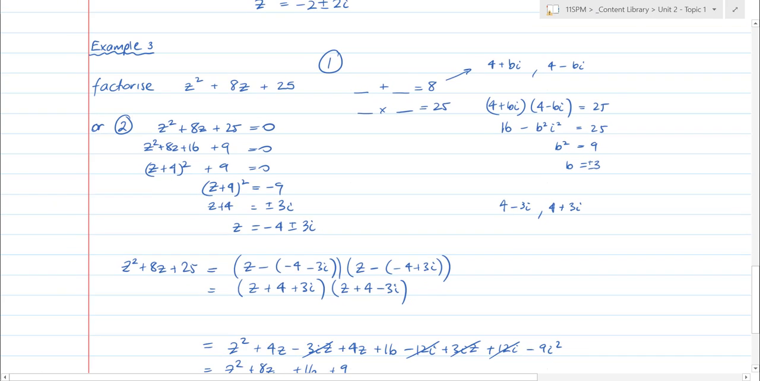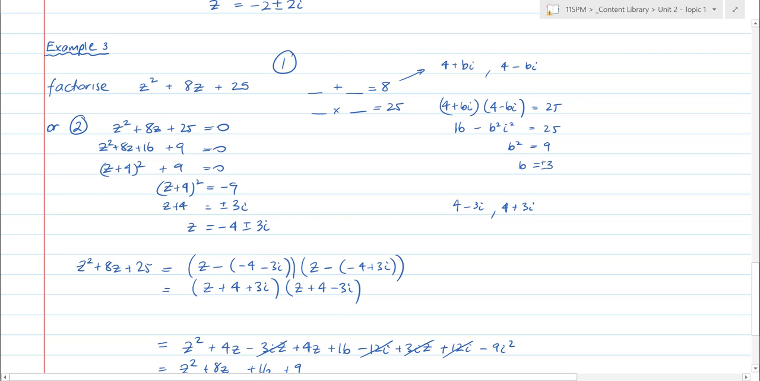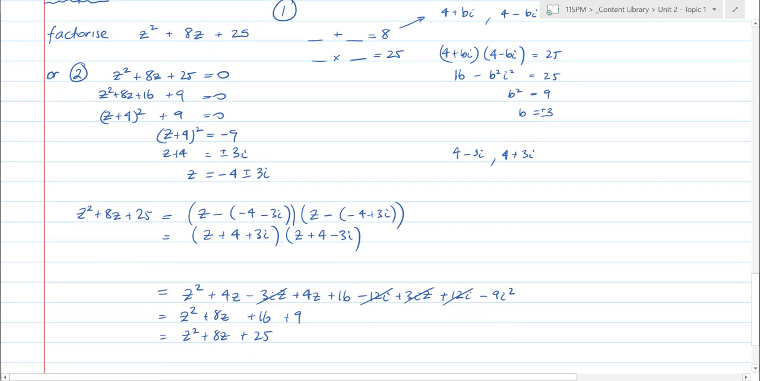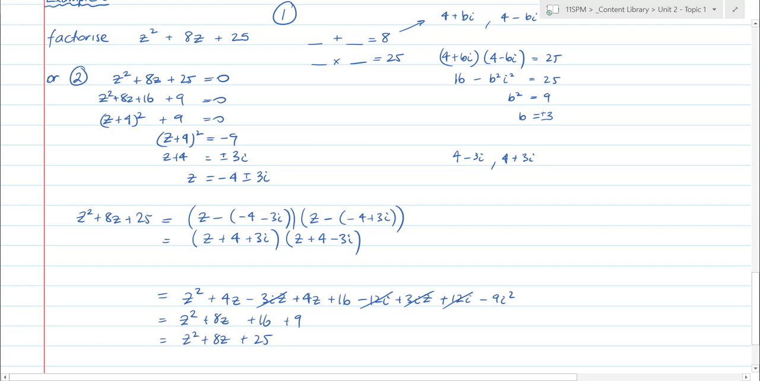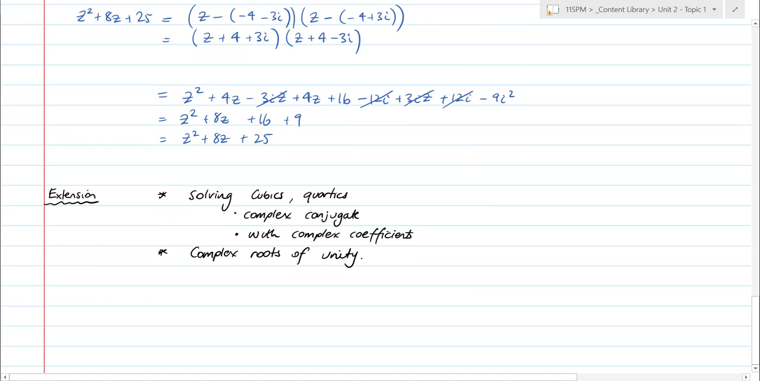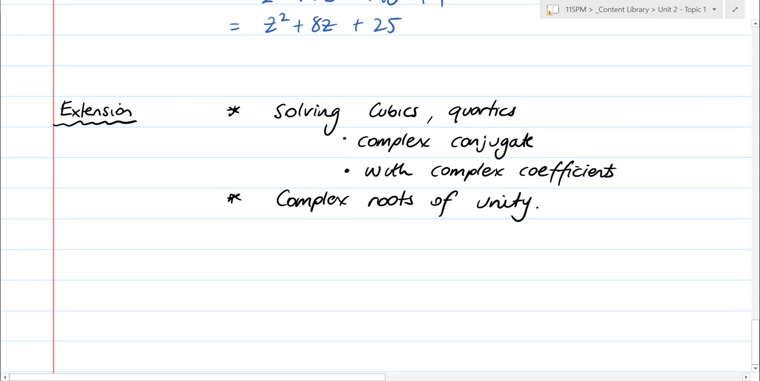So I haven't laid it out as nicely as I'd like to, but I suspect that that positive 4 is because we do the negative of a negative 4. So that's fine. So you've got options for solving these as well. And my last little thing that I'll say, as an extension, we will go in Unit 3 into solving cubics, quartics. We've talked about the complex conjugate, although that doesn't really come up in this exercise. Dealing with equations that have complex coefficients, and then we're going to talk about the complex roots of unity, which is exciting. Thanks.